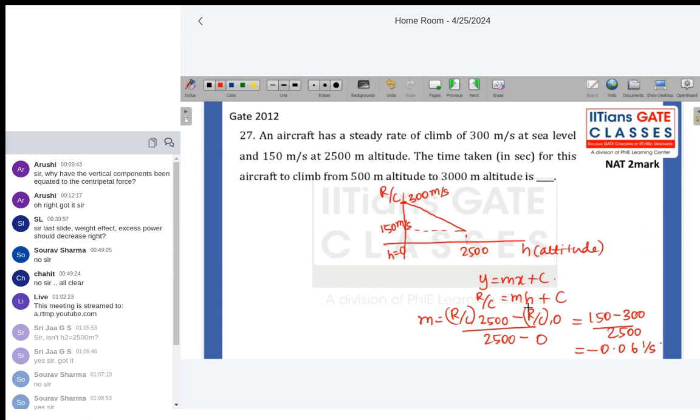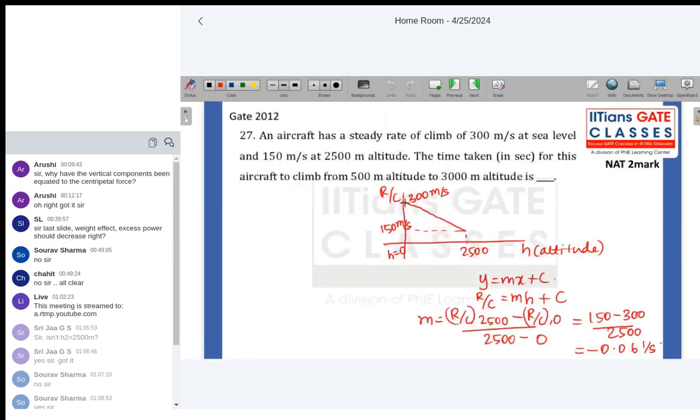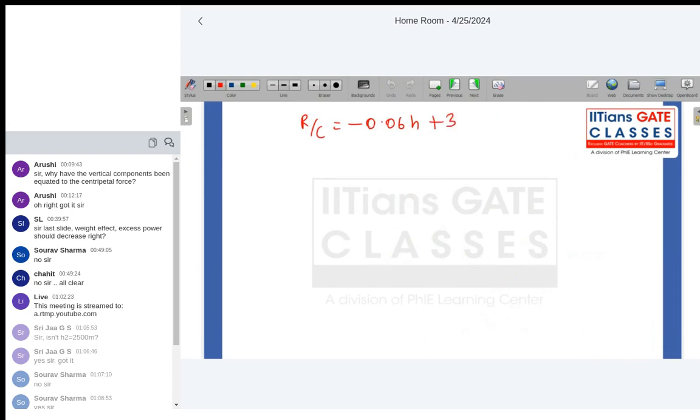If I substitute in this equation, rate of climb can be written as minus 0.06 h plus c, where the constant at x equal to 0 is 300. So this is your rate of climb equation. We know that rate of climb is nothing but rate of change of altitude with respect to time.